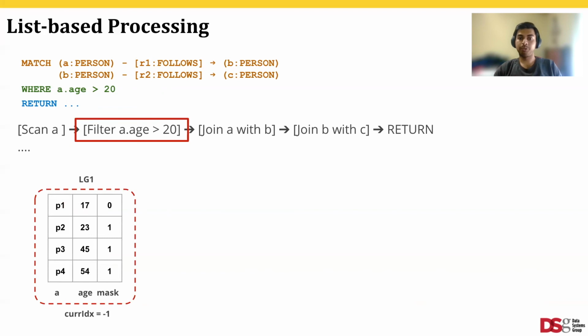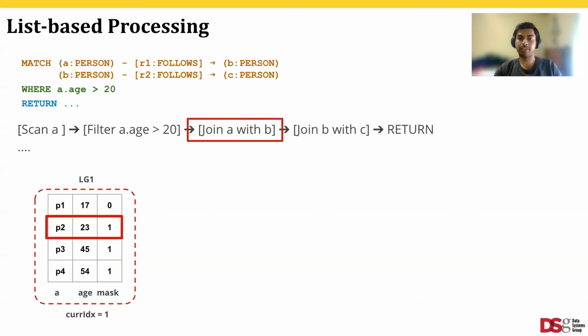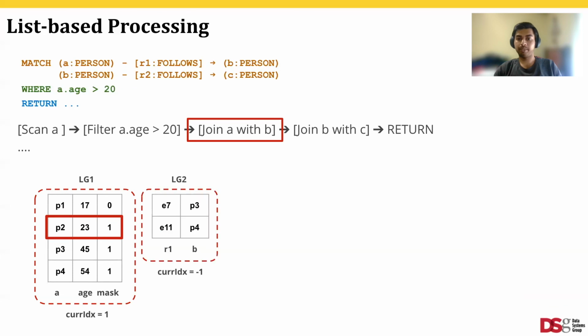We then move to join, which does two things. Firstly, it flattens LG1 by setting current index to 1, since the 0th location is filtered out. Now LG1 is interpreted as a single tuple. And then the join creates a new list group called LG2 and reads the adjacency list of P2 into R1 and B. Overall, flattening of LG1 prevents the need to copy the tuple in LG1 with each tuple in LG2. Also, we avoid materialization of R1 and B by instead having pointers to the forward adjacency list of P2.